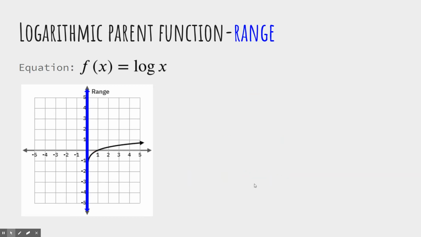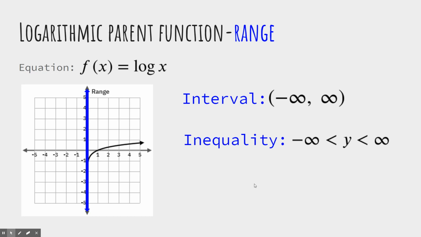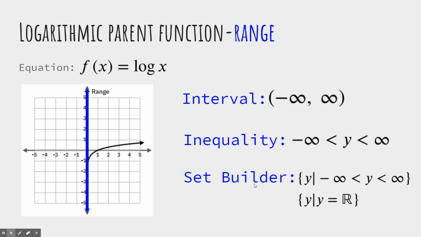Now to look at the range. In interval notation, the range is negative infinity to infinity. In inequality, it's negative infinity is less than y is less than infinity. And in set builder, we do have the two ways. We have y such that negative infinity is less than y is less than infinity, or my preference is y such that y is equal to all real numbers.